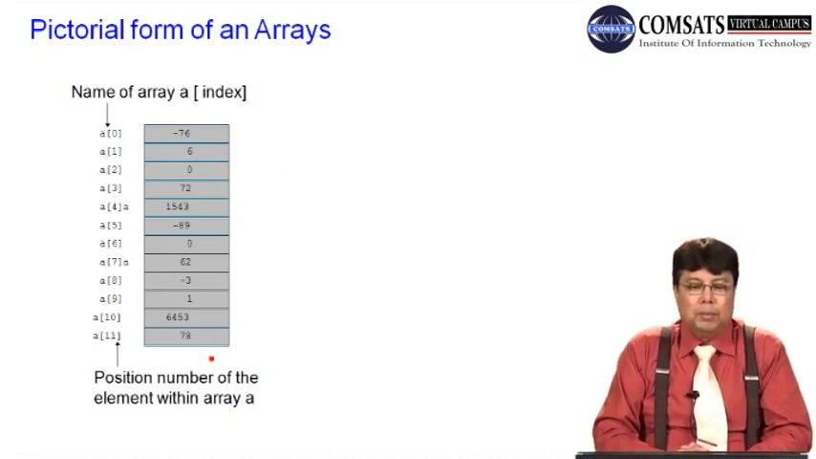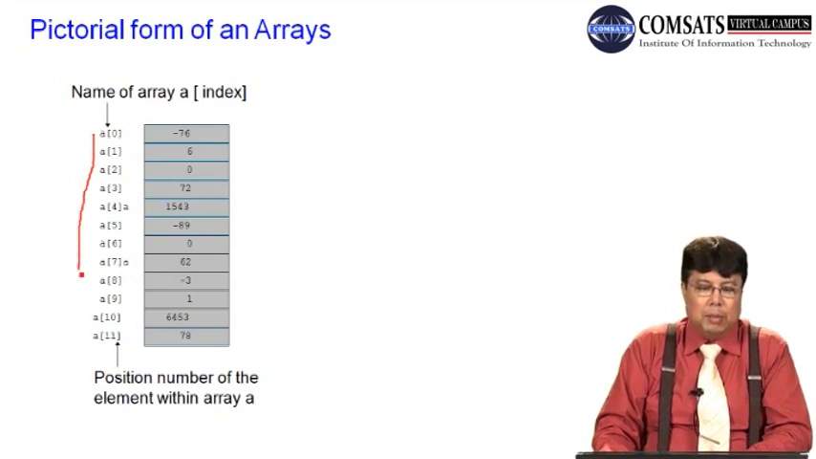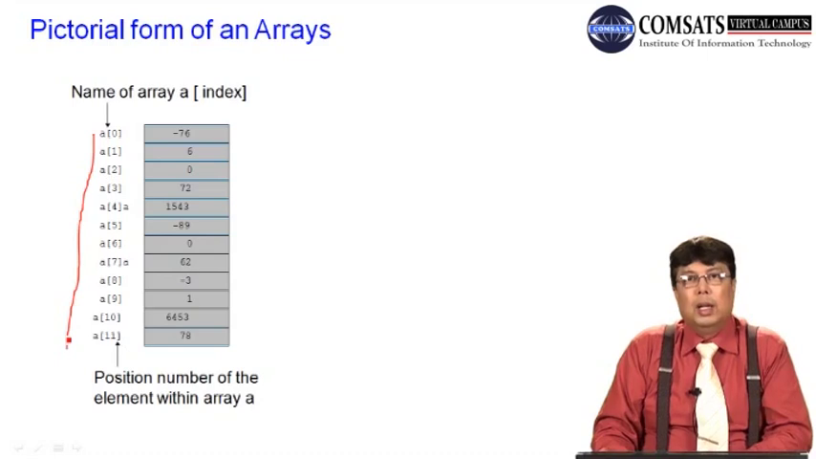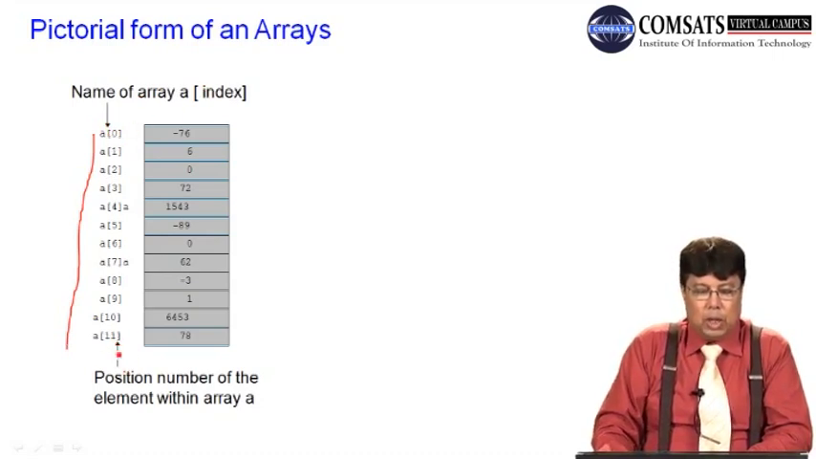Pictorial form of the array. This is the representation. On the left side we have the name of the array, the same example that we are discussing, from a of 0 to a of 11. Suppose this is the array that we have defined, and we use the name of the array here, then we use the square brackets here, and the position is within the square brackets. There is a mistake here, and also here it's duplicated somehow.